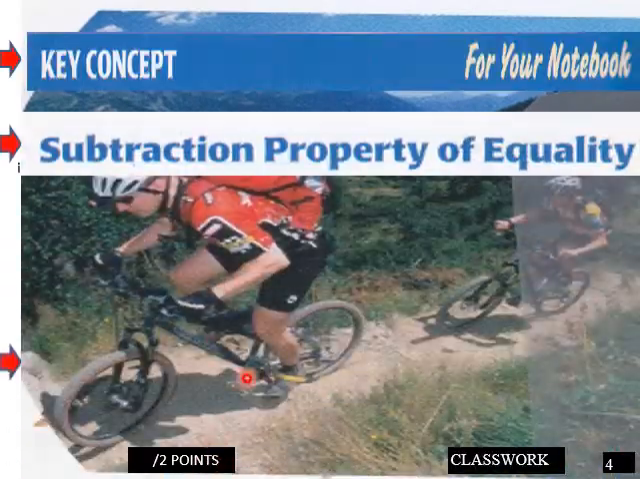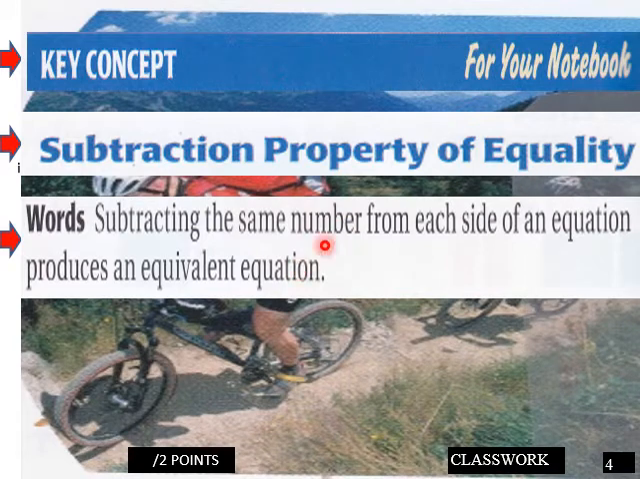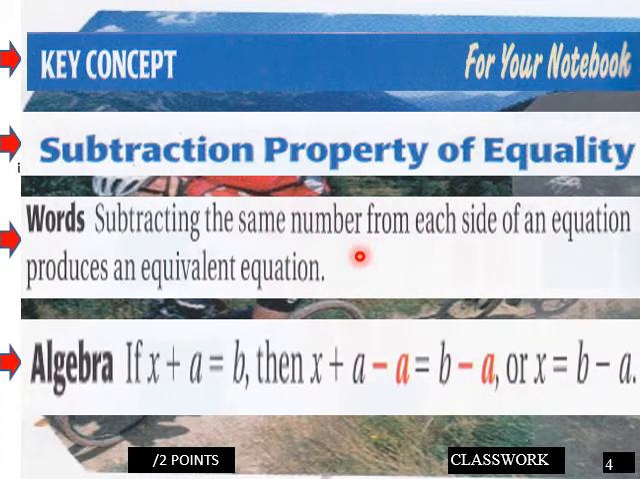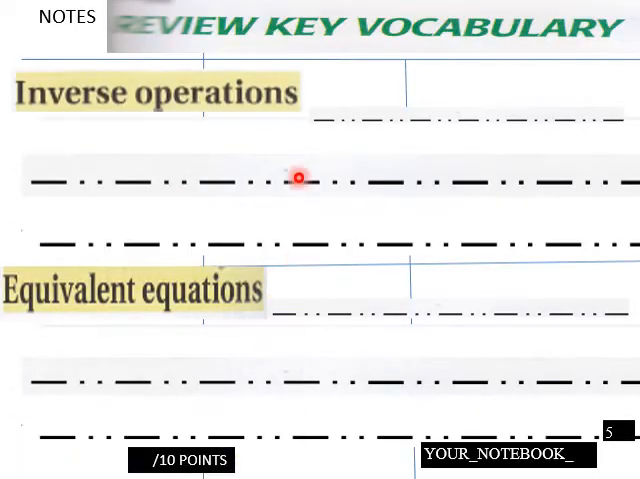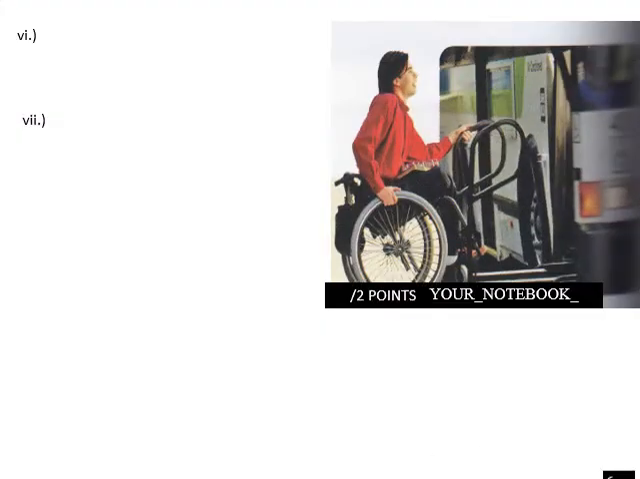And then for subtraction property of equality, subtracting the same number from each side of the equation produces an equivalent equation. We have this situation here. We're trying to isolate our x, so we subtract a from both sides. This is the same value as this equation over here. Okay, students, in your own words, define inverse operations and equivalent equations. Define in your own words.